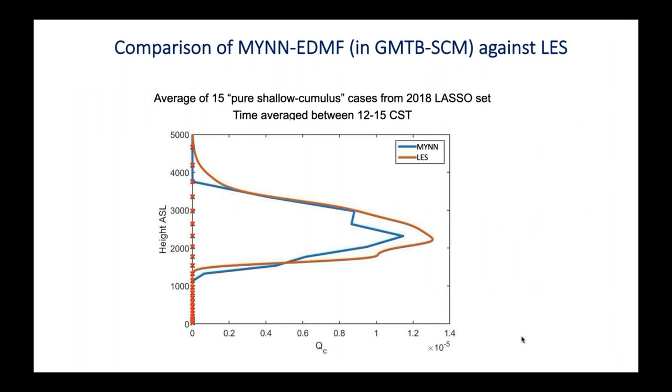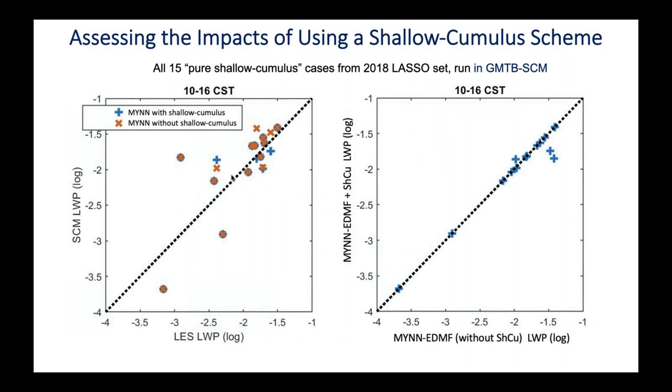And as a completely independent case, there's been no tuning for any of these cases taken from 2018. These are all 15 pure shallow cumulus cases, meaning there are no other cloud layers going on in any of these cases. And here we're just averaging out the times between noon and 3 PM and comparing the cloud structures in the single column model against the LES. And you can see we're getting the cloud depth really well and pretty much the total amount of mixing ratio as well. One other question we have is what happens when you run with a standalone shallow cumulus scheme?